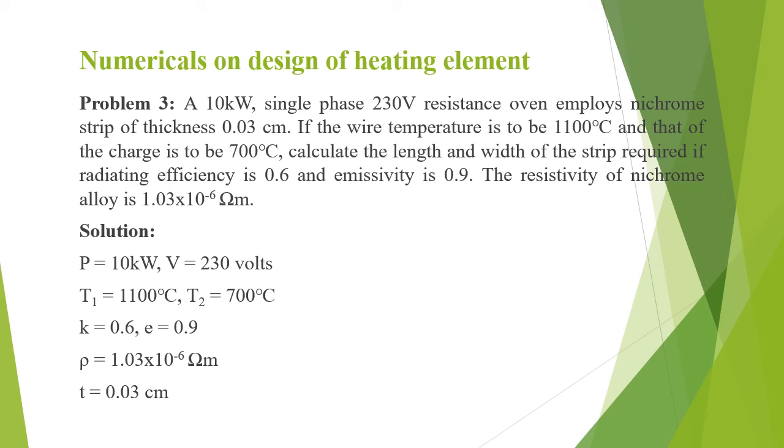So, given data: electrical input P is 10 kilowatt, supply voltage V is 230 volts, T1 is 1100 degrees Celsius, T2 is 700 degrees Celsius, K is 0.6, E is 0.9, rho is 1.03 into 10 to the power minus 6 ohm meter, and thickness t is 0.03 centimeter. The length and width of the strip is to be calculated, so we can know that the heating element is of rectangular shape.